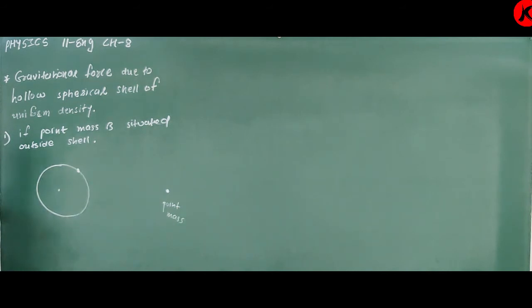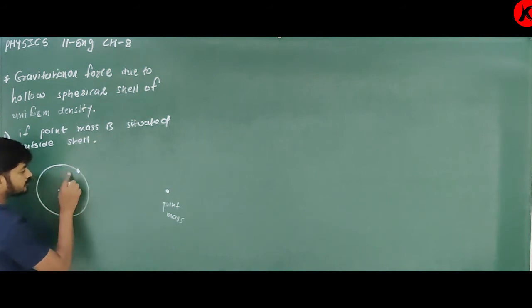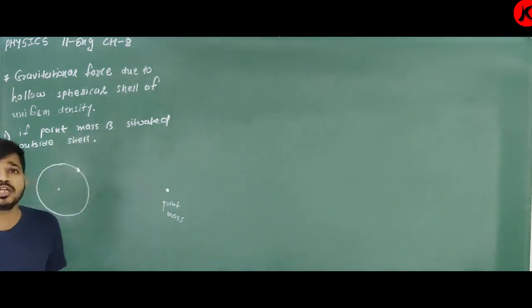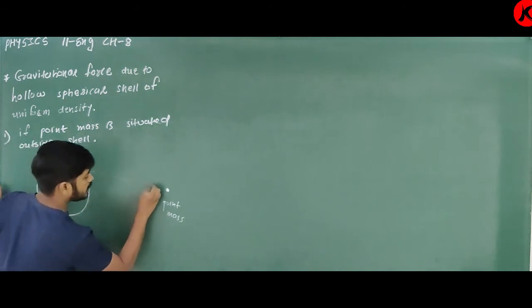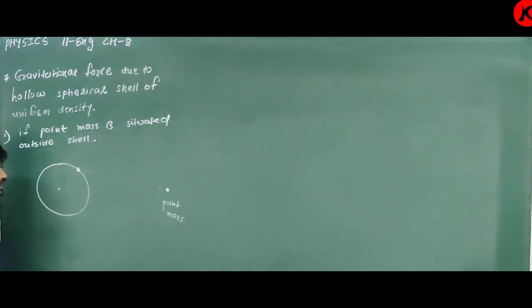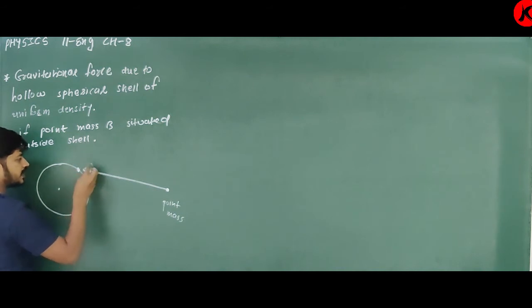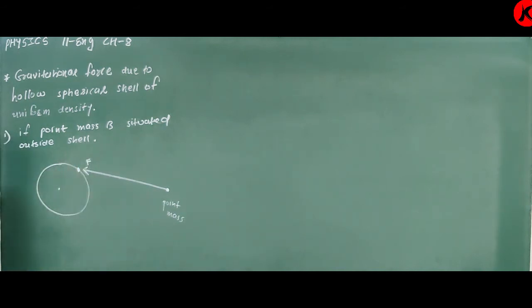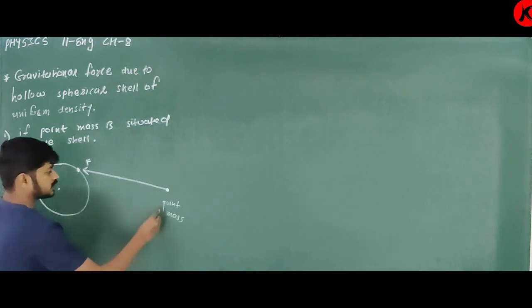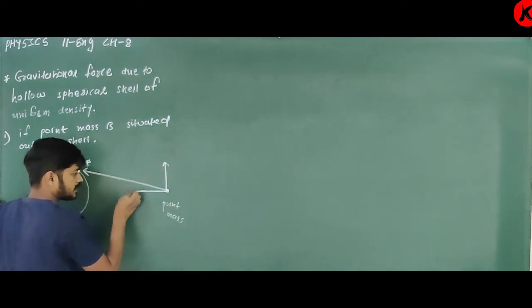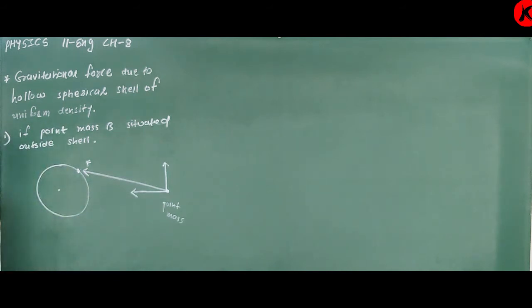Of some particular mass. So first of all, I will find the gravitational force on the point mass due to this. Obviously, gravitational force acts on the line joining the two particles. Attractive means the force is acting towards it, in this direction. Now this force is in this direction, and I can resolve this force into components, one in this direction, one in this direction. Simple? Yes.